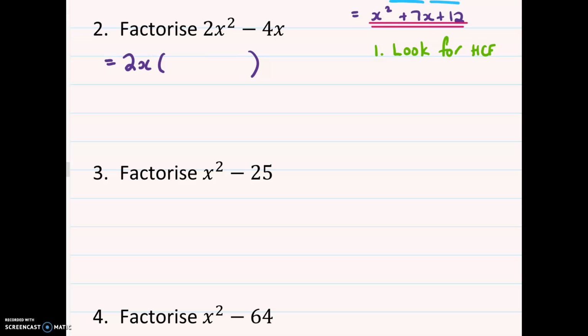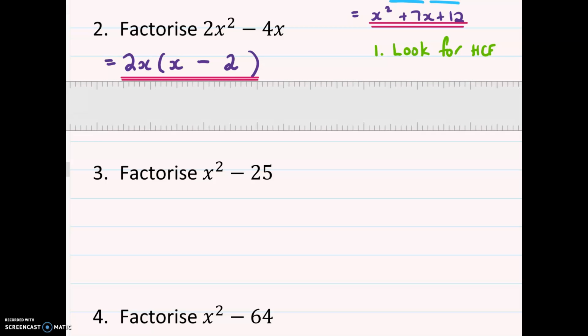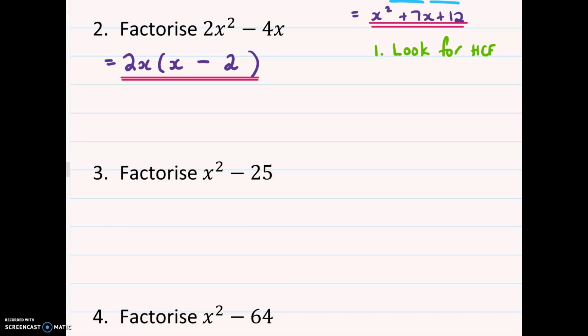Then you say to yourself, what do you multiply 2x by to get 2x squared? Well, you need another x, because 2x times x does give 2x squared. There is a minus sign. And what do you need to multiply 2x with to get 4x? We've already got the x, we just need a 2. And that's your answer. So it could just be as simple as that. So always look for the highest common factor first, because that one's much easier.